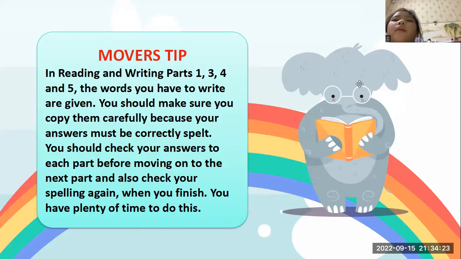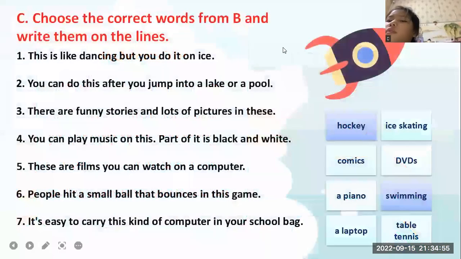1, 2, 1, 3, 4, and 5. The words you have to write are given. You should make sure you copy them carefully because the answers will be correctly spelled. You should check the answer to each part before moving on to the next part and also check your spelling again. When you finish, you have plenty of time to do this. Okay, thank you for reading that one, Elsa.